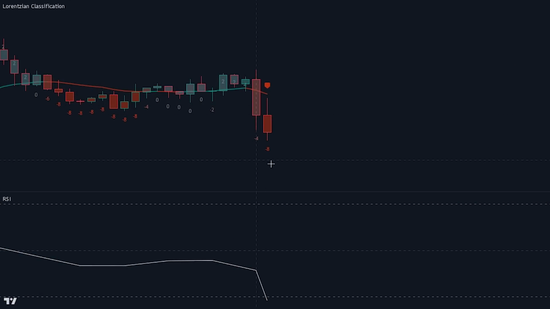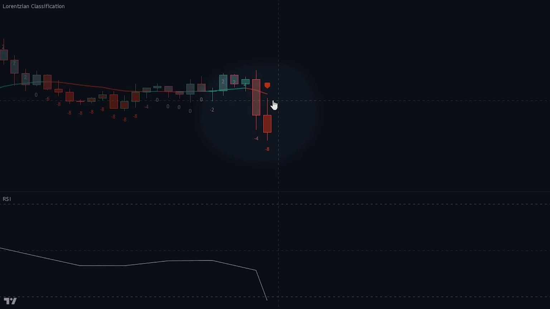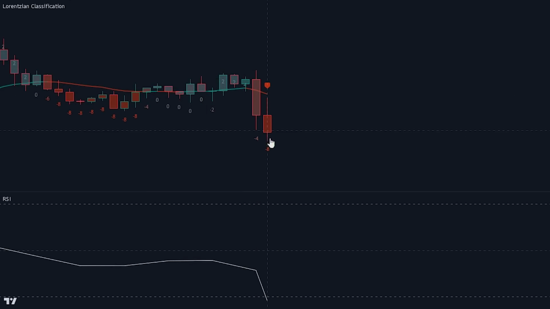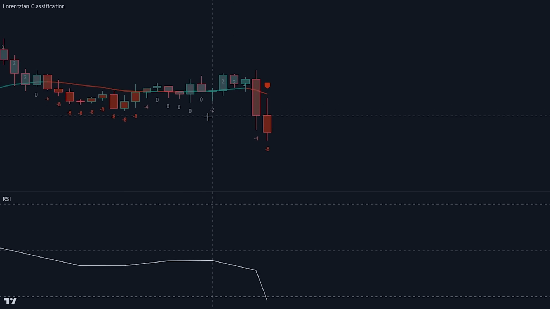To enter into a sell position, we will first need for both the candlestick and kernel line to be red, indicating that we are currently in a downtrend. Along with this, we will also need for the price to be trading below the kernel line. Secondly, we will need the Lorentzian Classification indicator to print a sell signal. We can see that this happened here because of the sell envelope.